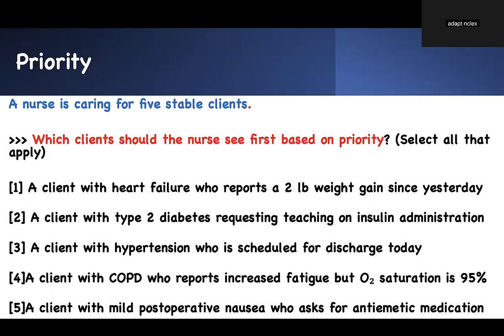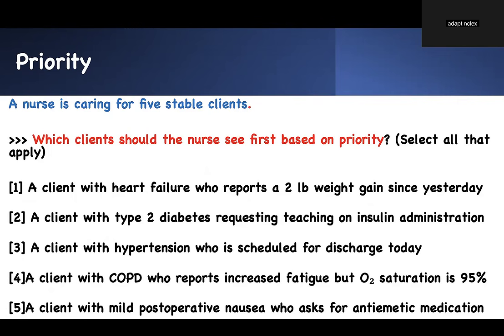Type 2 diabetes, you need teaching. There's nothing acutely going on right now. Blood pressure is fine, and he's scheduled for discharge, where he's going to go home. COPD, fatigue, oxygen saturation is 95. Still, something is telling me, is it just fatigue? Is that what I expect in COPD? Yes, when they walk or whatever. But look at his saturation. I can't do anything about it. 95 is the best I can get.